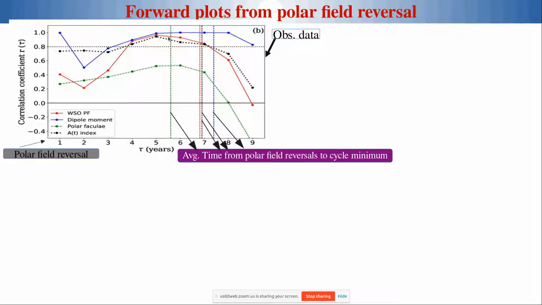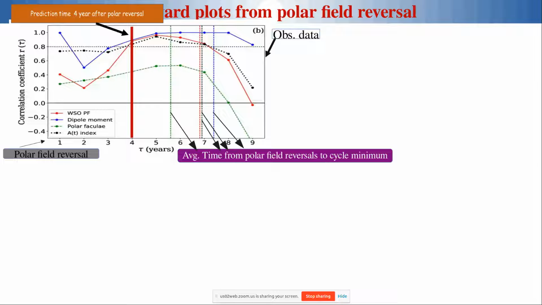So if we assume a 0.8 correlation coefficient as an acceptable prediction, we can predict the next cycle amplitude 4 years after the polar field reversal, which is 2 to 3 years earlier than solar cycle minima. So from this method, we can predict the next solar cycle amplitude 2 to 3 years before solar cycle minima. From this method, we have predicted the next cycle amplitude will be 120 plus minus 25.